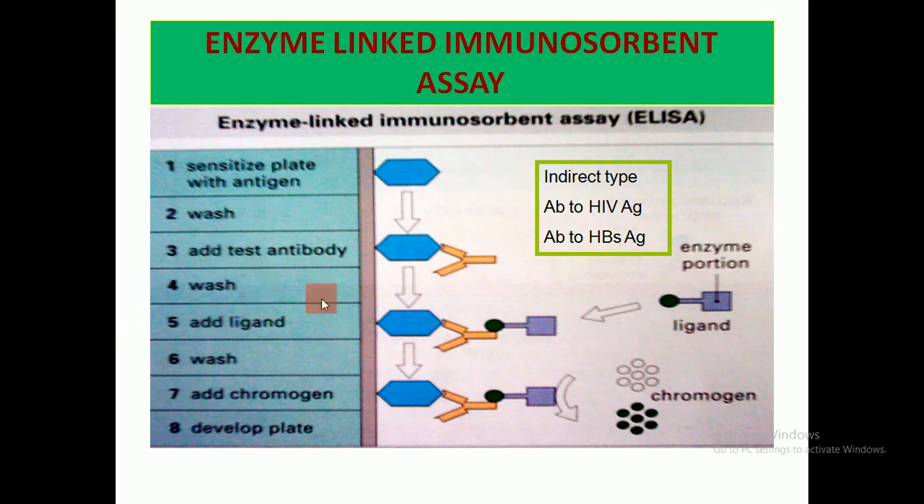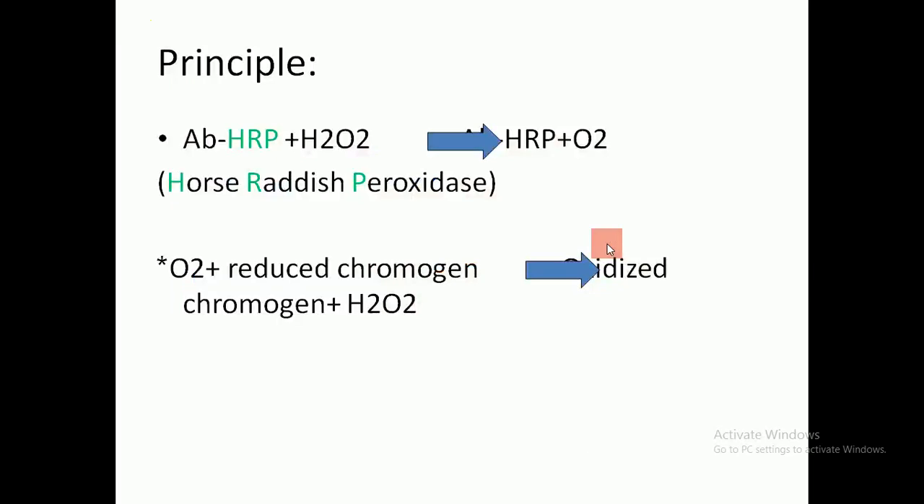and then we add the ligand, which is the antibody labeled with the enzyme, and then wash, and then add the chromogen and substrate, and then we get a color which is yellow, and this is used to detect the antibodies against HIV, antibodies against the hepatitis B surface antigen.